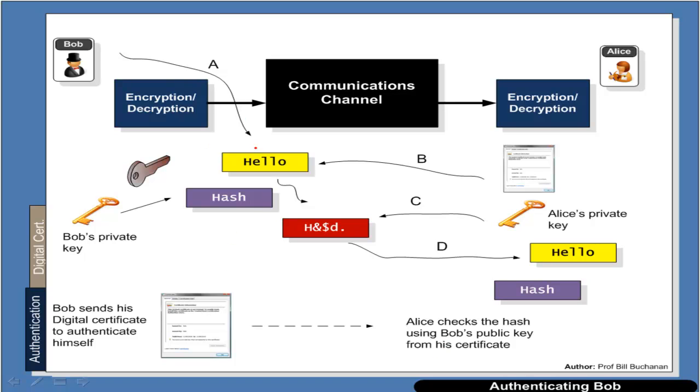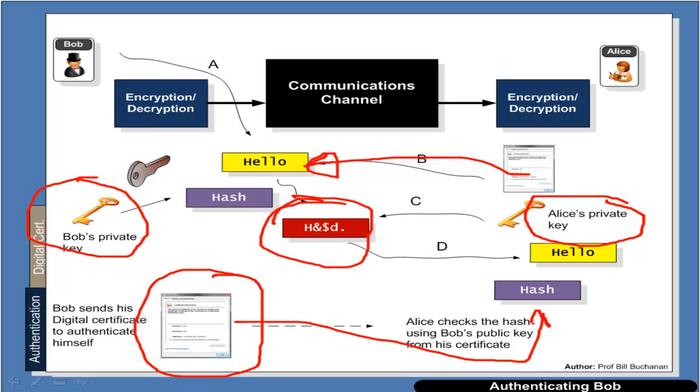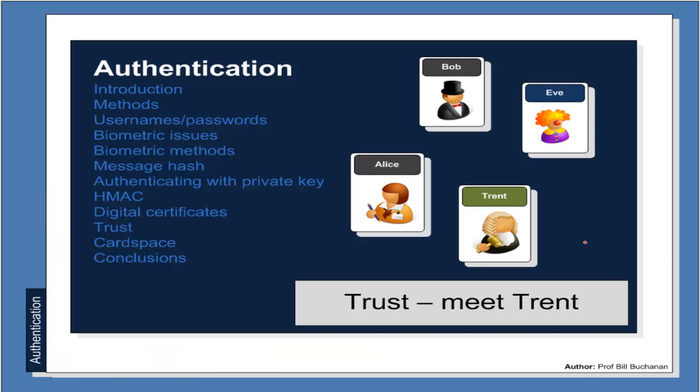For authentication, Bob will encrypt a hash of a message with his private key and then encrypt with Alice's public key and send the two things together. Alice then decrypts with her private key, decrypts the hash using the public key from Bob's digital certificate, and can authenticate. So we have now authenticated and also kept secure.